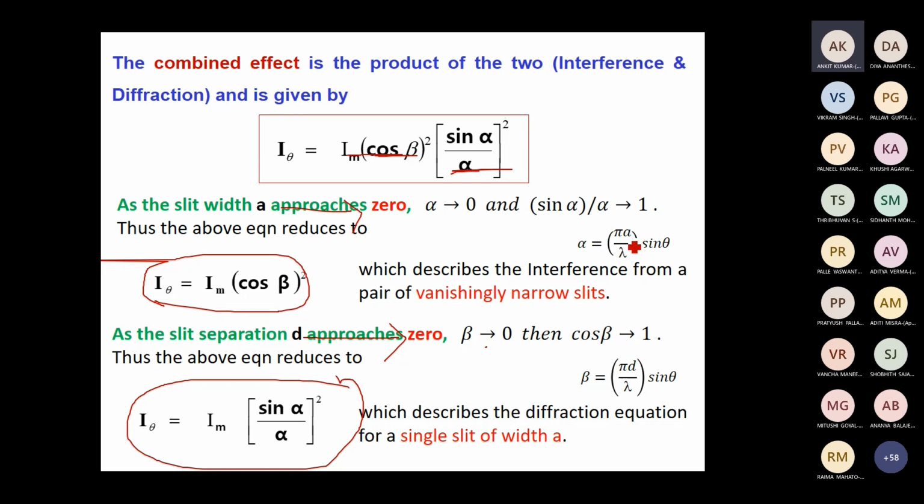So when you decrease the width of the slits, that is, when you start reducing a, alpha will tend to 0. In that case, this particular term will vanish. That means we can say that the diffraction effect is not there, only interference. In practice, it is impossible to eliminate the diffraction, but you can reduce it to a greater extent.